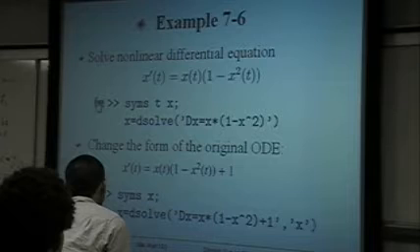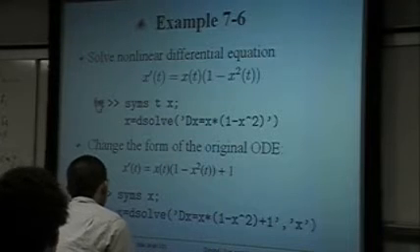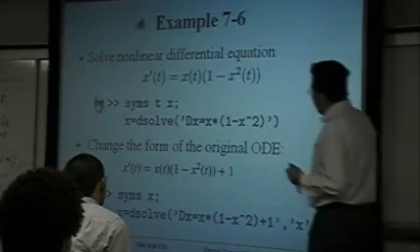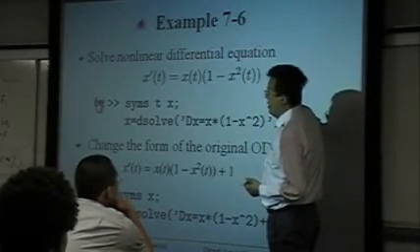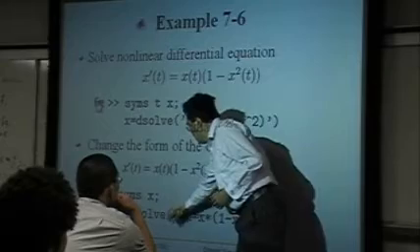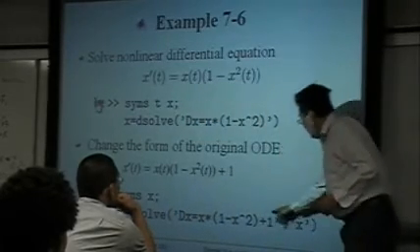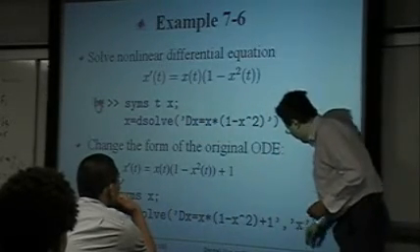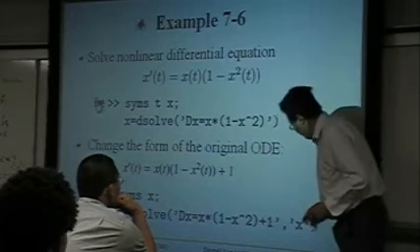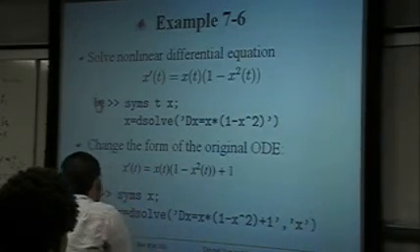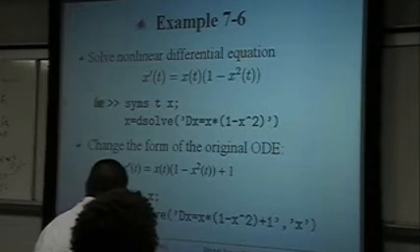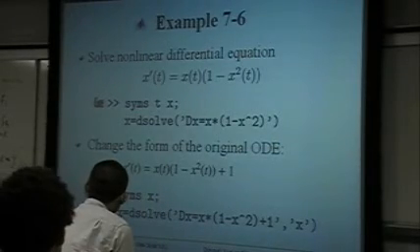Now let's consider another differential equation. This is also nonlinear. We just added a 1 to the right-hand side of this equation. Then I can use the same command. I maybe should omit this part because the independent variable here is still t. There is a mistake, I think.